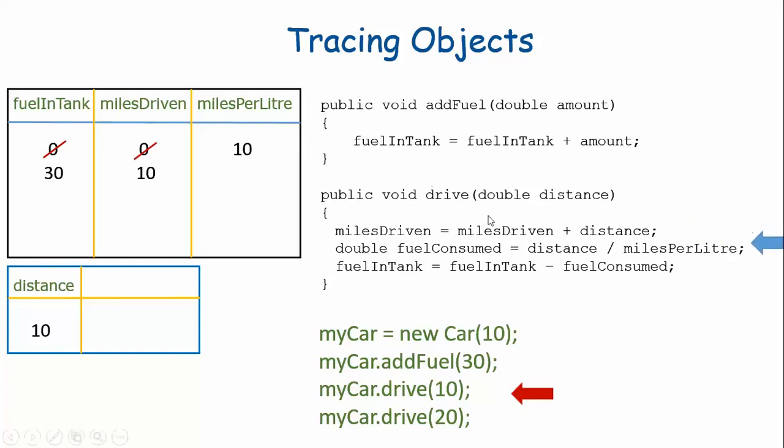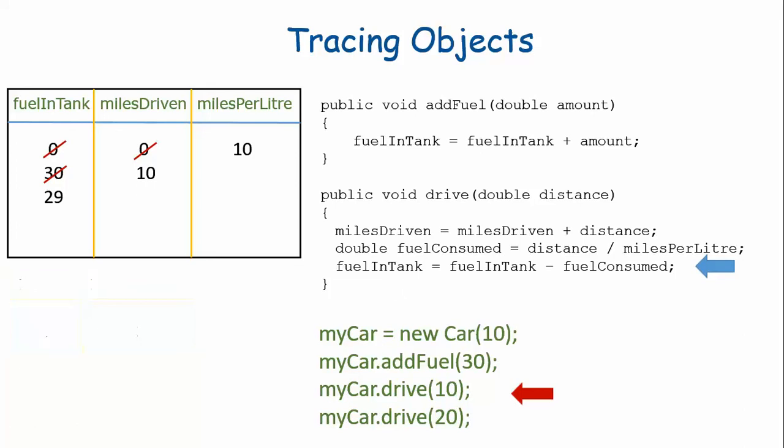Next, the following statement tells us that we are creating a new variable called fuel consumed, which is getting updated as 10 divided by 10, that becomes 1. So now the new value of fuel consumed is 1. Next, based on the fuel consumed value, we update fuel in tank, so the new value of fuel in tank becomes 30 minus 1, 29. Once this method call is complete, once all these statements are complete, these two variables that were local to this method are lost, and they will be gone from memory. Let us remove them.